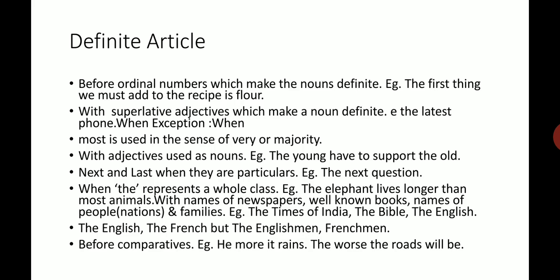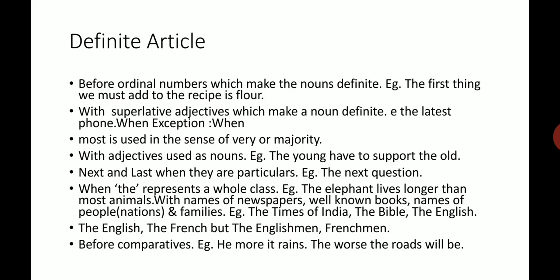The is used with a singular countable noun to represent a whole class of things. For example, the elephant lives longer than most animals. With the names of newspapers, well-known books, and nations, for example. In that case also, here nations, it could be like the Indians, the Italians, the English. And the names of books could be the Bible, the names of newspapers, the Times of India, and so on.